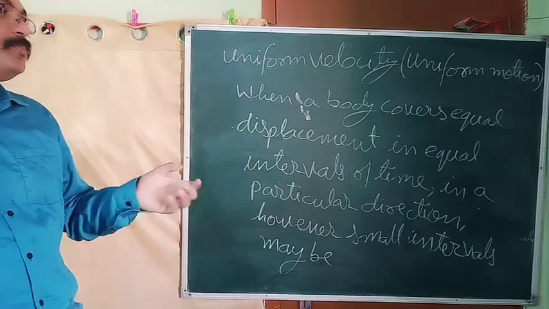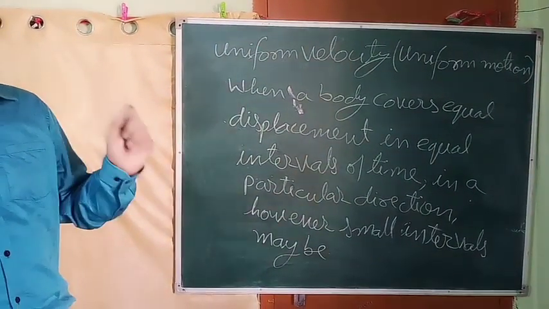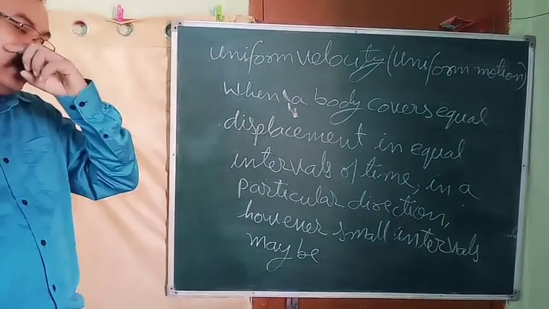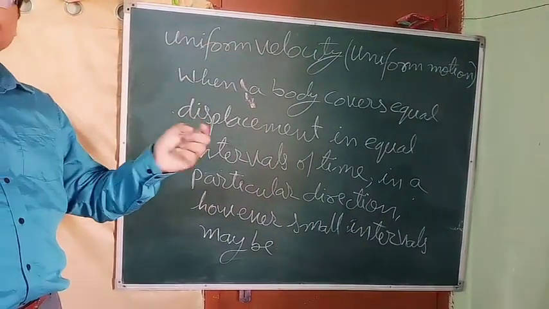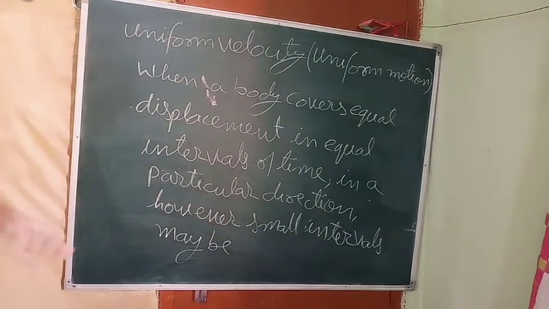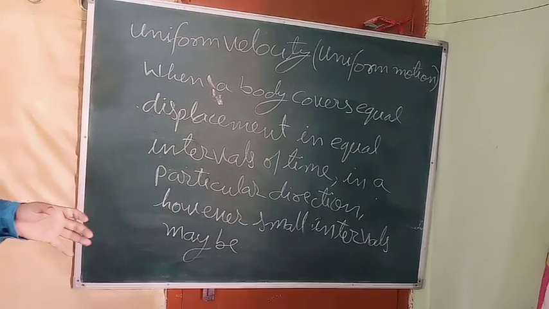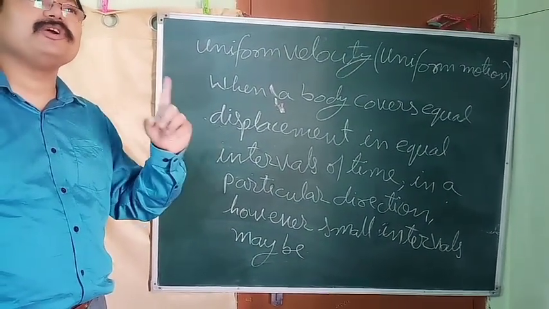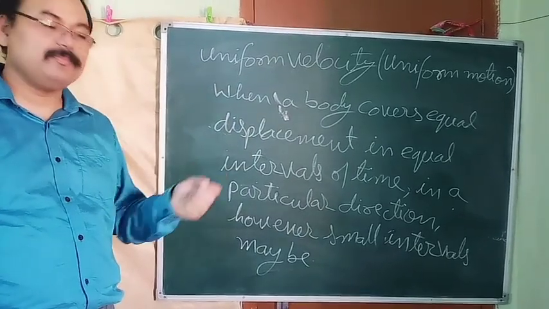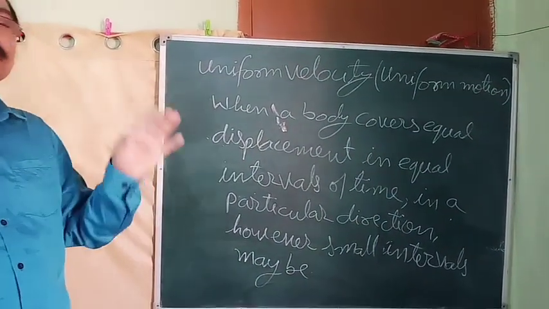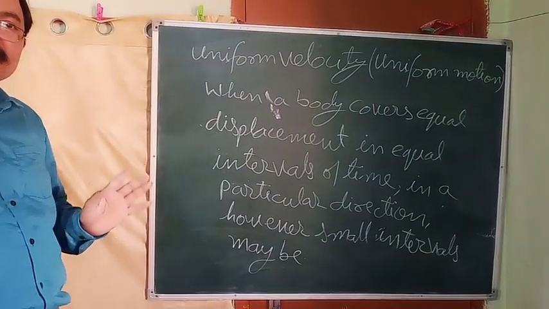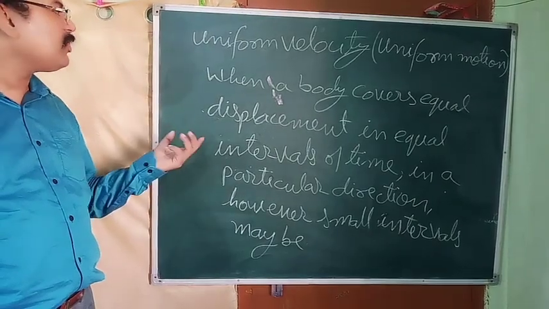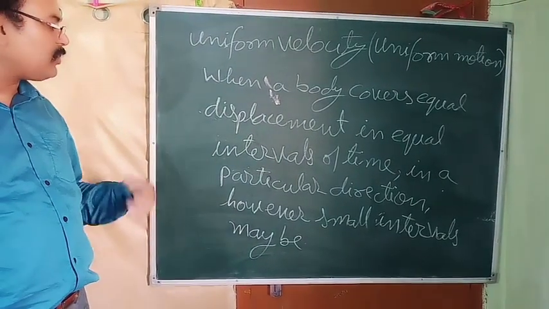Suppose B has made that interval smaller. B is taking the interval of 1 second, 0 to 1 second, and again 1 to 2 second, 2 to 3 second, and he got that in all the intervals the body has covered equal displacement. Observer C has taken an interval of suppose 0.1 second, 0 to 0.1 second, 0.1 to 0.2 second, like this, and he got that in all the intervals the body is covering equal displacement. Then we can say that the body is having uniform velocity or uniform motion.